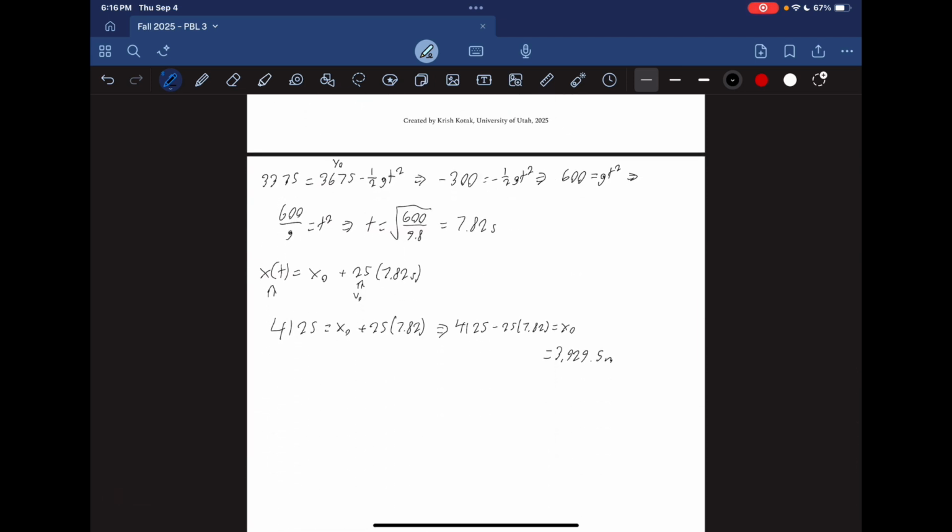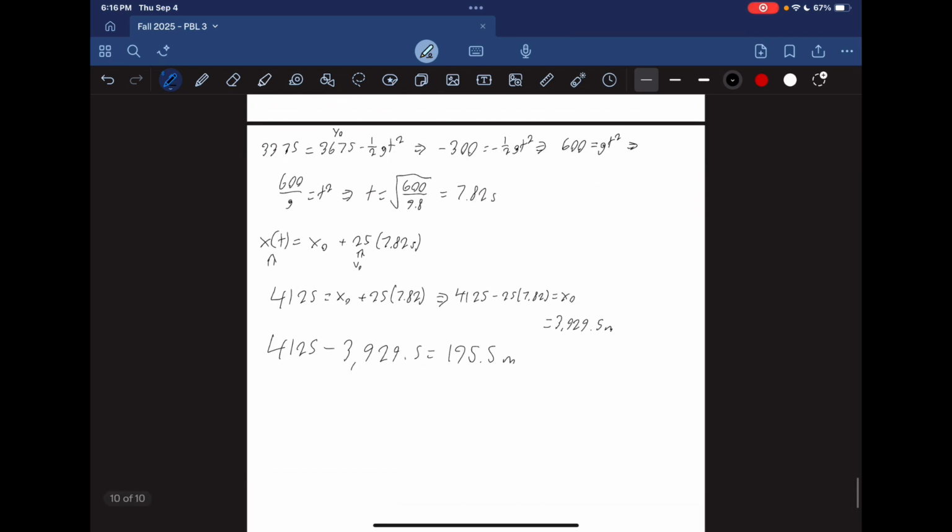So to determine the offset, we just do 4125 minus 3,929.5, which is, plug it in, 195.5 meters. So basically, when the drone is 195 meters away from Olympus in the x direction, it needs to release the package. And that is it for this problem and it for this video.